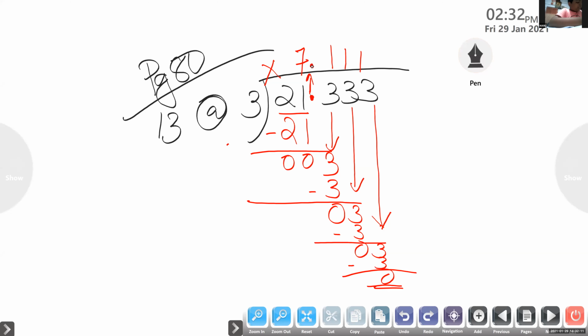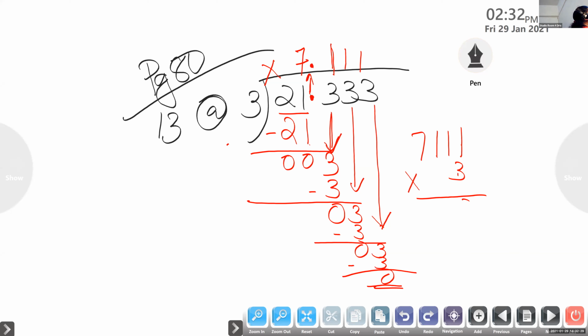No, here. Let me check. 7 3s are 21. When you bring down 3, you can divide. Then why do you want to place 0? No. 1 into 3 is 3. If you have any doubt, please check 7111 multiplied by 3. Check whether you are getting the answer.